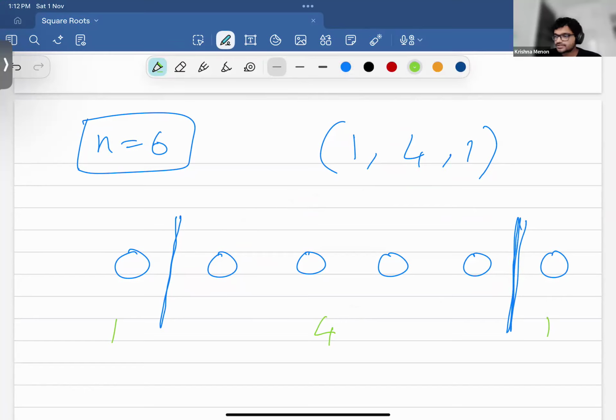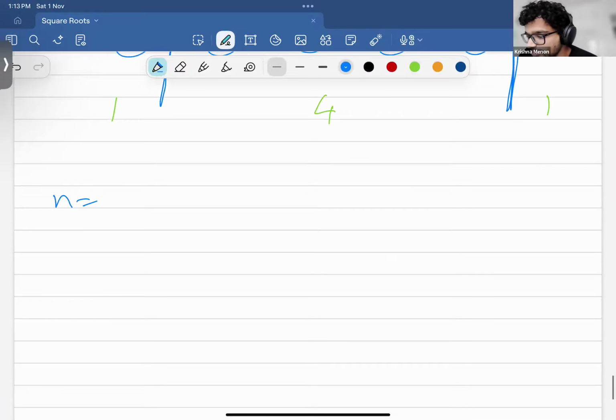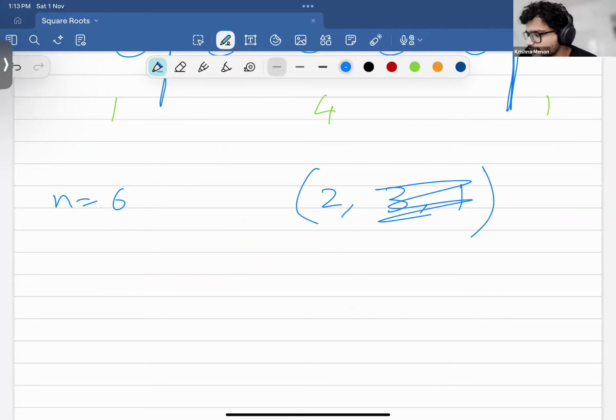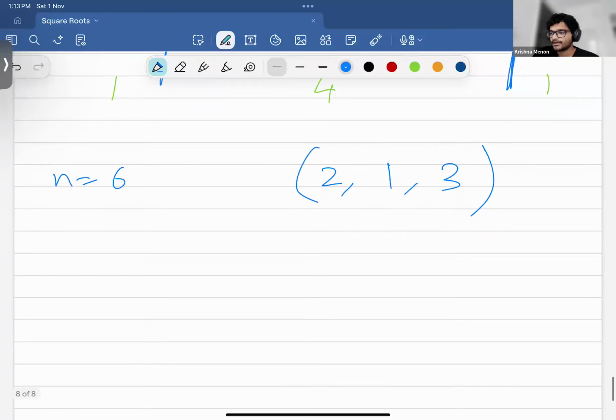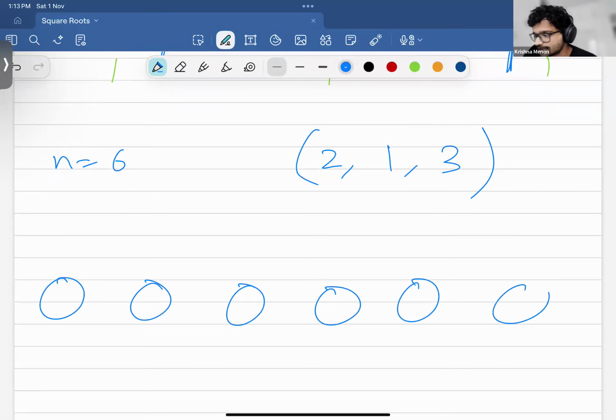Okay. So let's look at another example. Let us say again n is equal to 6, and let's say 2, 3, 1, or maybe 2, 1, 3. So how we would represent this is, again we have 6 balls, 1, 2, 3, 4, 5, 6. And how would we represent this?